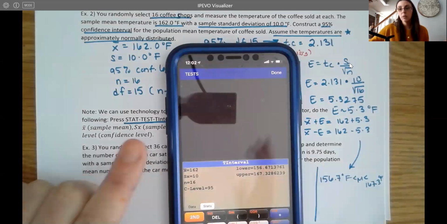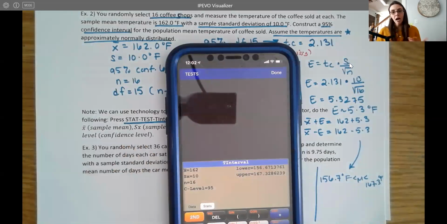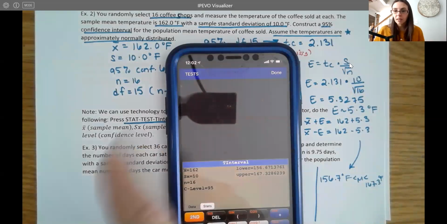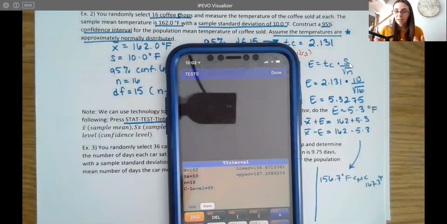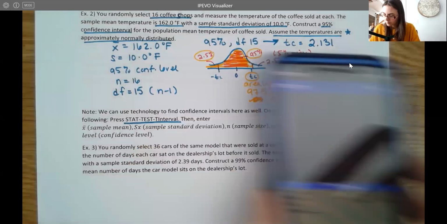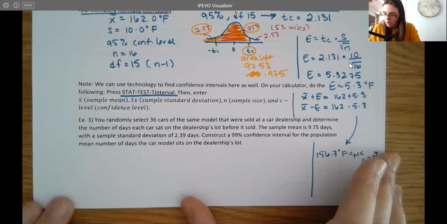So if you're doing a homework question and it just asks you to find the confidence interval and you don't have to find the critical t-value or anything like that, then you can do this very, very quickly and kind of bypass all this work and just get that answer. So technology can be really fast if you're finding that confidence interval. All right, let's do another one.